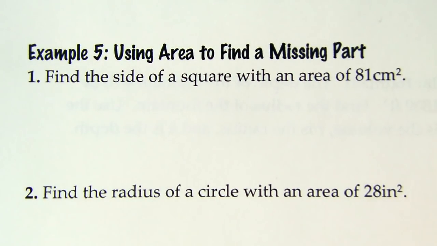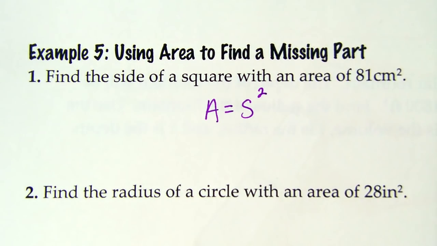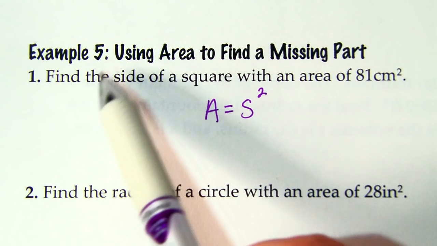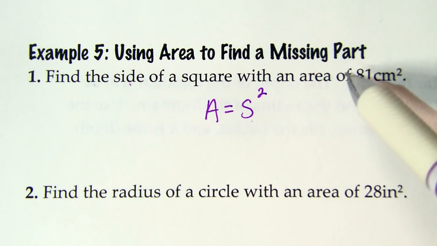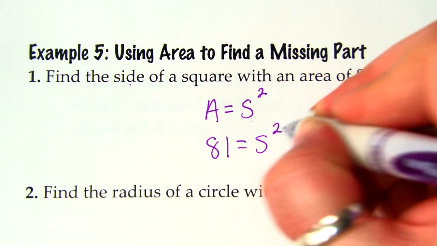So here's the formula again. The area equals side squared. So we're going to plug in what we know. It says find the side, so we don't know S, when the area is 81. So we know the A is 81. And now it just wants us to solve that.